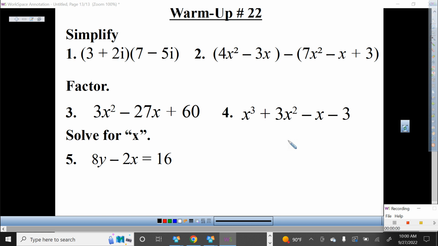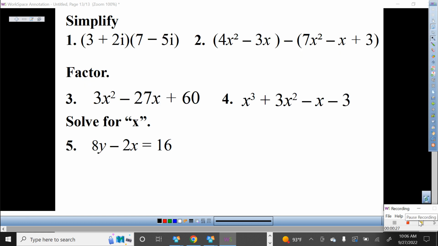Warm-up number 22 is on the screen. There's a couple of new things in there, but I think everything's doable. Maybe the last one I might need to go over, but other than that, the rest of it is just extra practice. See how you do with that. I'll give you some time. Copy and go. All right, let's get this show on the road.